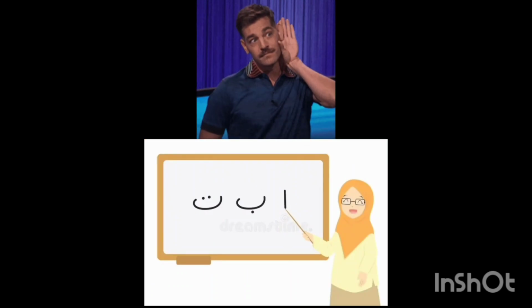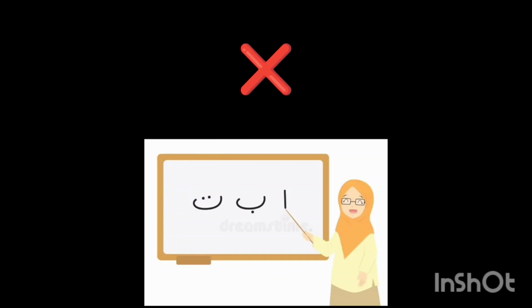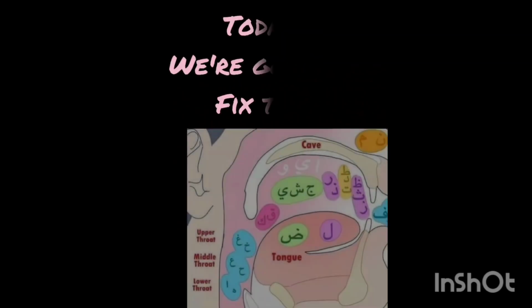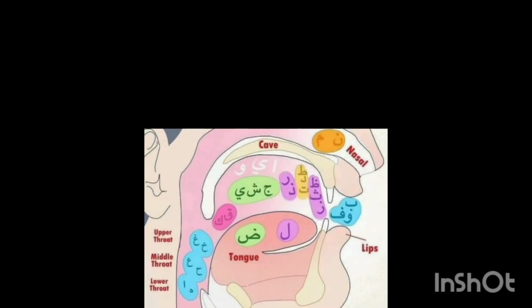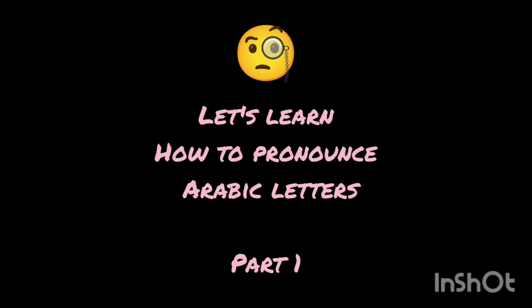A lot of people when they start learning the Arabic alphabet just copy how others say the letters by sound. That's normal, but the problem is sometimes you end up pronouncing certain letters wrong. Today we're gonna fix that. We're gonna learn the right way to pronounce Arabic letters by using مخارج, which means the exact articulation spots where each sound should come from. So let's learn how to pronounce Arabic letters part 1.